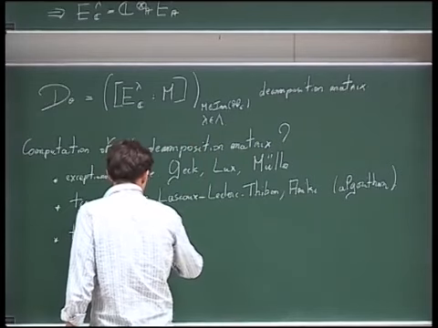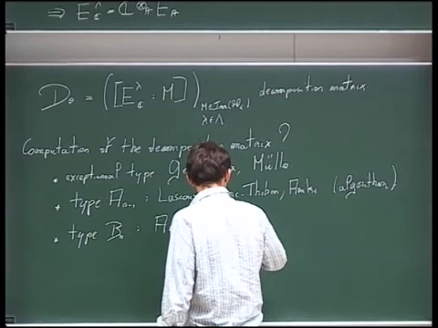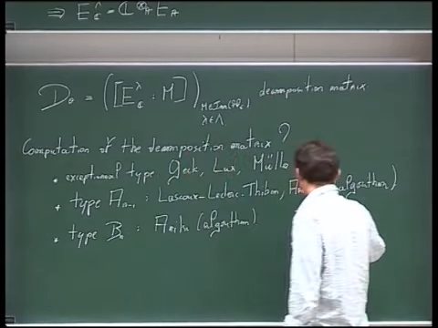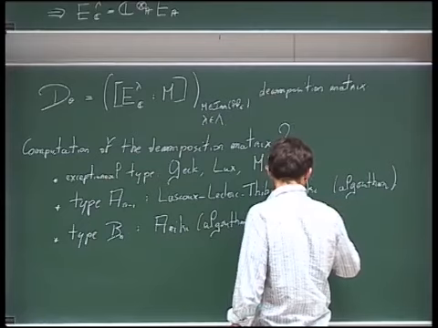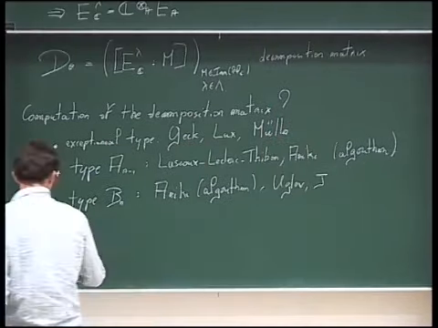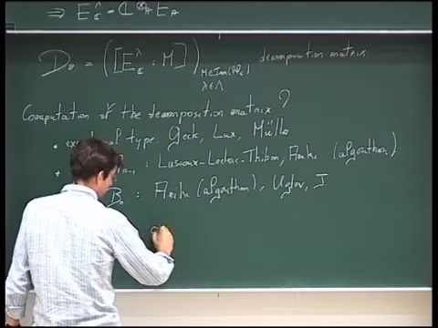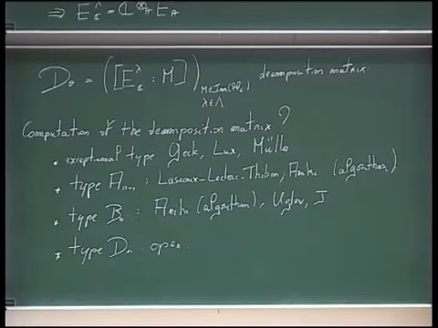And in type B, Ariki's proof is also true. I will explain later what this algorithm is, and Geck and others have also given an algorithm. The only case where the decomposition matrix is not really known is type D. It is open in general.